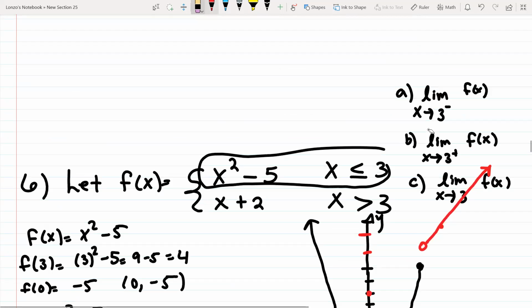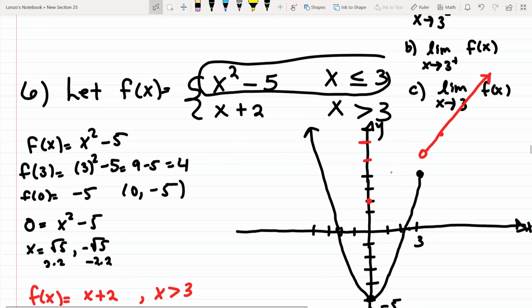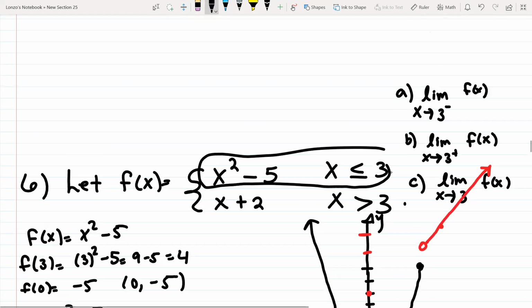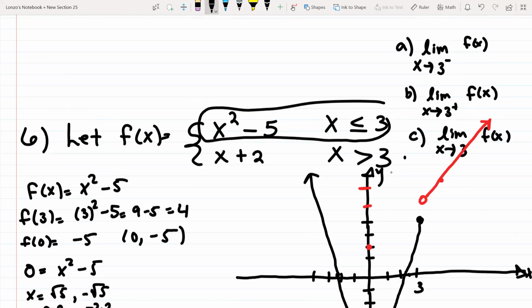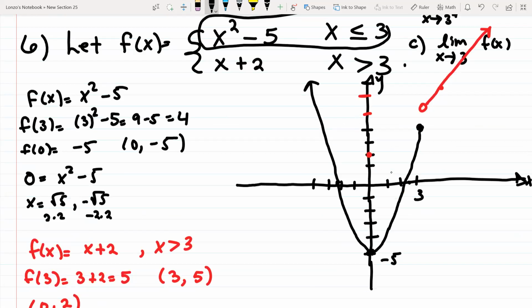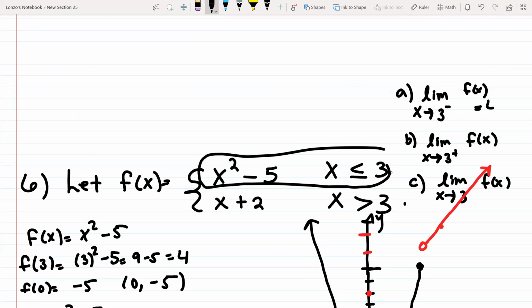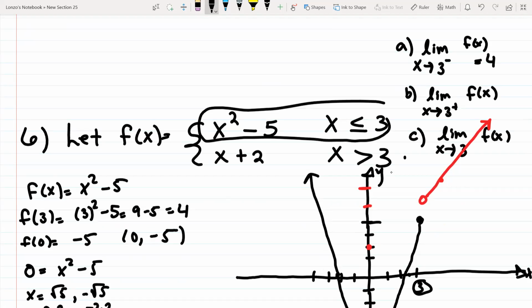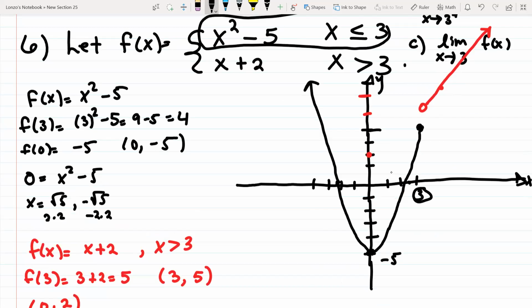Now, based on that piece of information, can you tell me the limit as x approaches 3 from the left? So here's 3, and then to the left. Remember, it's the y value. So 3 from the left is this y value, which is at 1, 2, 3, 4. So this is 4. And then what is the limit as x approaches 3 from the right? Here's 3, and to the right, it's going to be this y value, which is at 5.